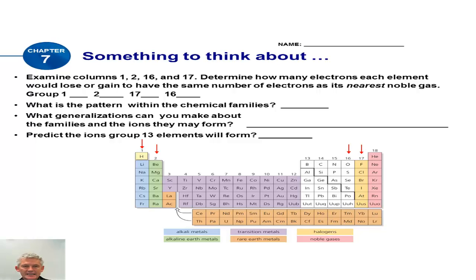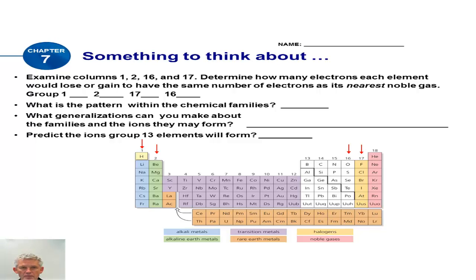So if you look at the columns, column 1, column 2, 3, 4, 5, all the way through 18 being the noble gases, you should be able to look at those columns and determine how many electrons each element would lose or gain to have the same number of electrons as its nearest noble gas. So in other words, group 1, lithium, how many electrons does it have to lose to become like its nearest noble gas, which would be, of course, neon.